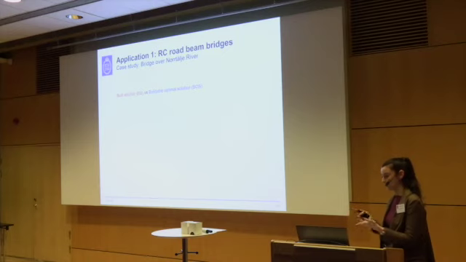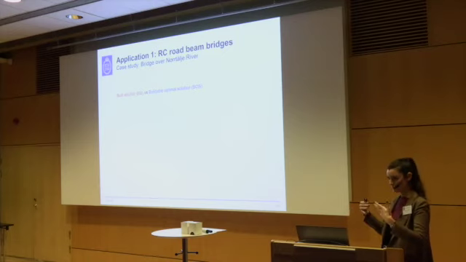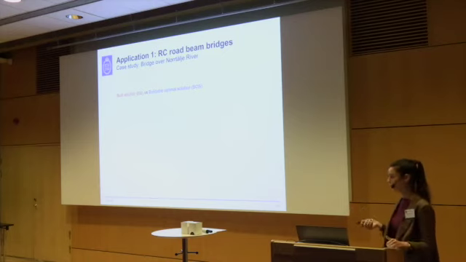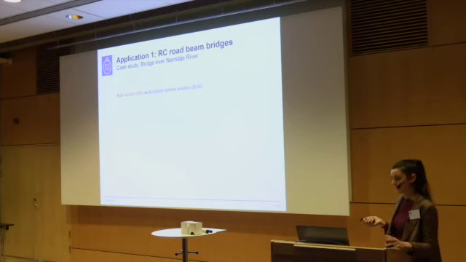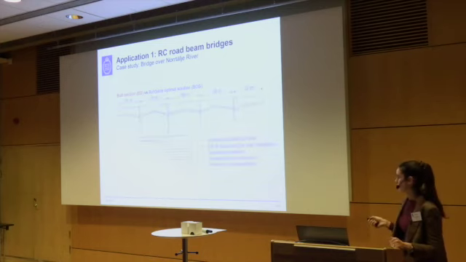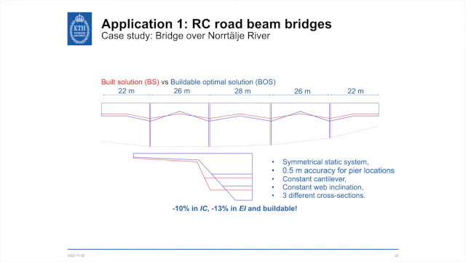So I run my program, I get an optimal solution, and then I'm a structural engineer myself, so I look at the solution, I use my judgment, I tweak it a bit, modify it a bit to make it more buildable, and see if I can still obtain some savings. And this is what it looks like. So up here you have the static system. As you can see, in both cases, built and optimal, it is symmetric.